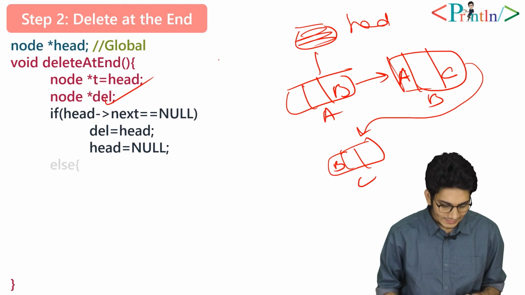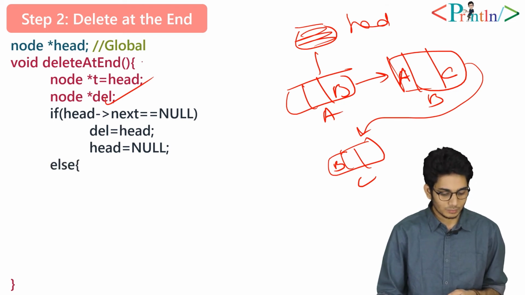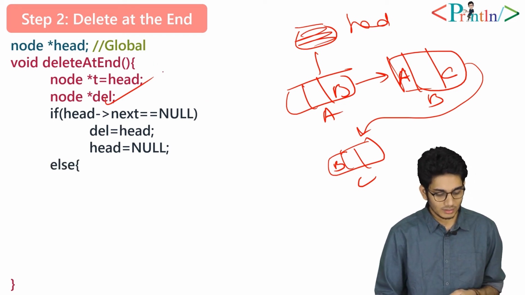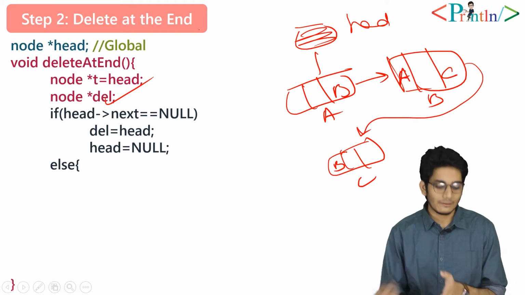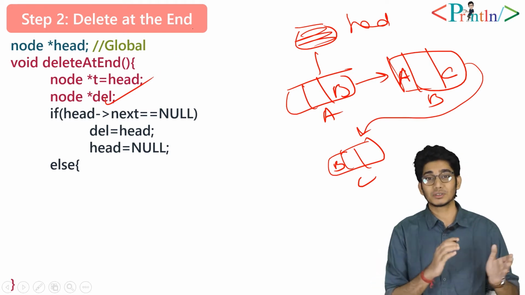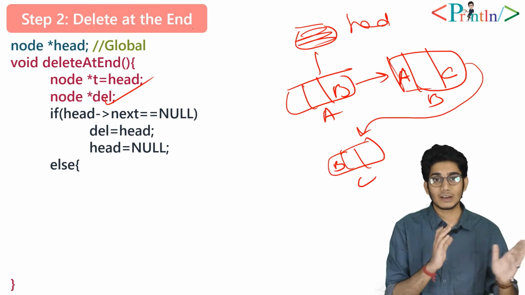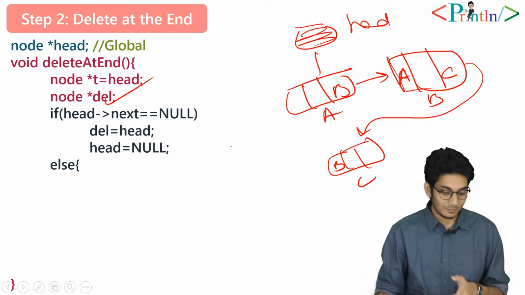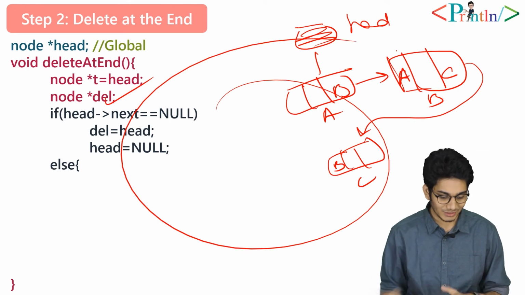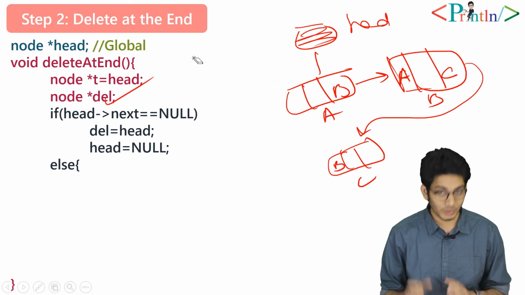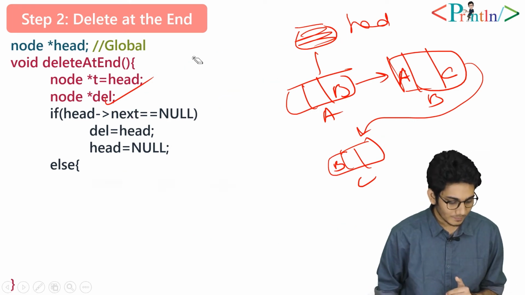Now we'll look at the else condition. You can also put a condition here. We have put a condition in our code that if head equals null, it means we don't have any value, so we'll just return. Here we don't have much space in this slide, so we haven't put that condition. You have to remember that in your mind.